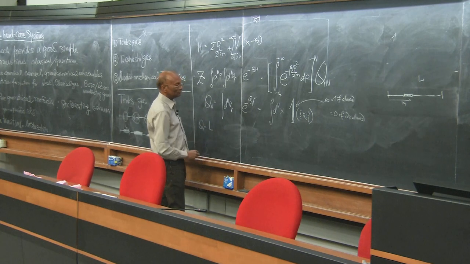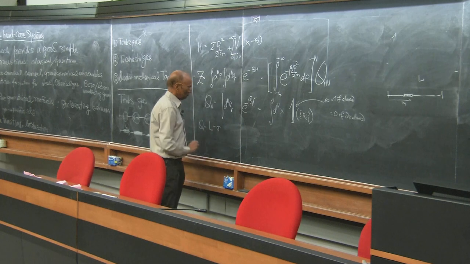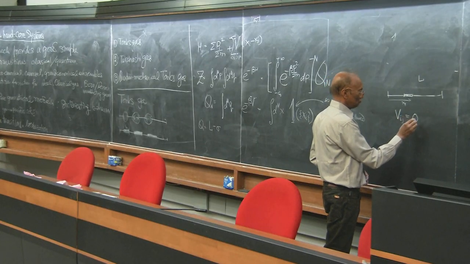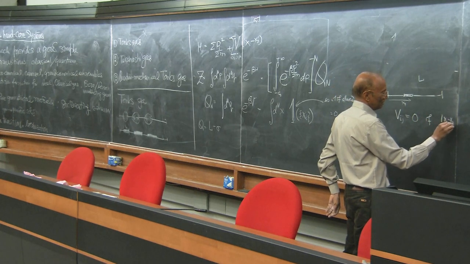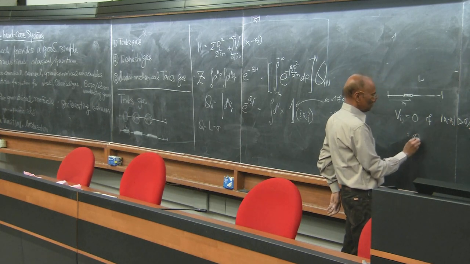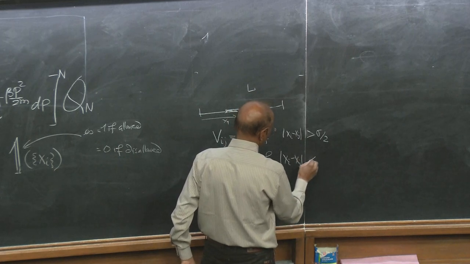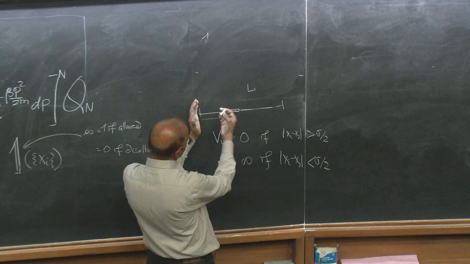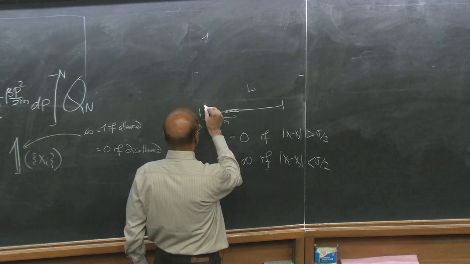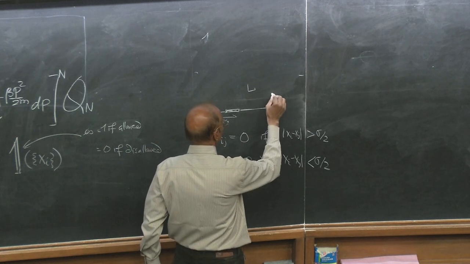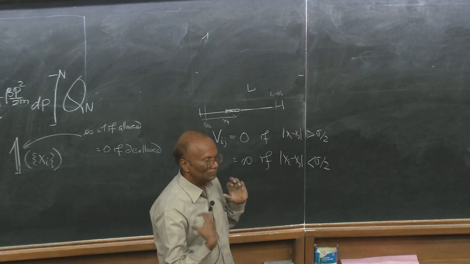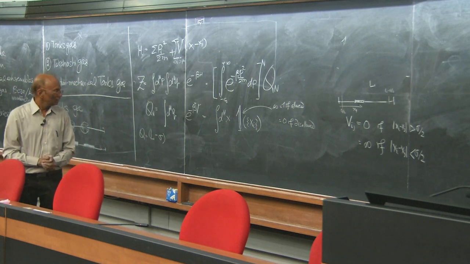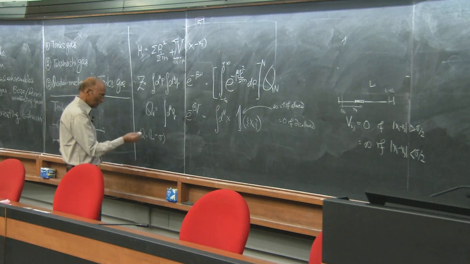Sorry for the change in notation, sigma will be the diameter. So V_ij is equal to 0 if x_i minus x_j is greater than sigma by 2, and equal to infinity if x_i minus x_j is less than sigma by 2. Okay? So in this case, the lowest value of x1 allowed is sigma by 2. Left end is sigma by 2. Right end is L minus sigma by 2. So the allowed range is L minus sigma, and that is my partition function. Q1 is L minus sigma. Okay. That was easy. Q2.